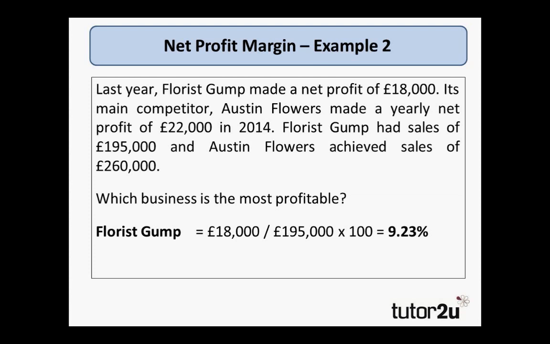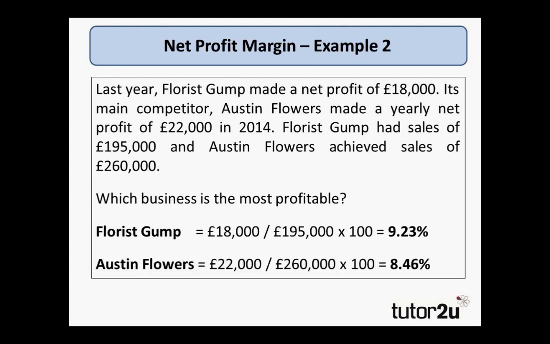Now, again, a lot of students can calculate that, but don't really know what that means. What does that 14.31% mean? Well, really, it means for every £1 of sales, the business generates just over 14p of net profit. So that's what that figure means, the net profit margin there.